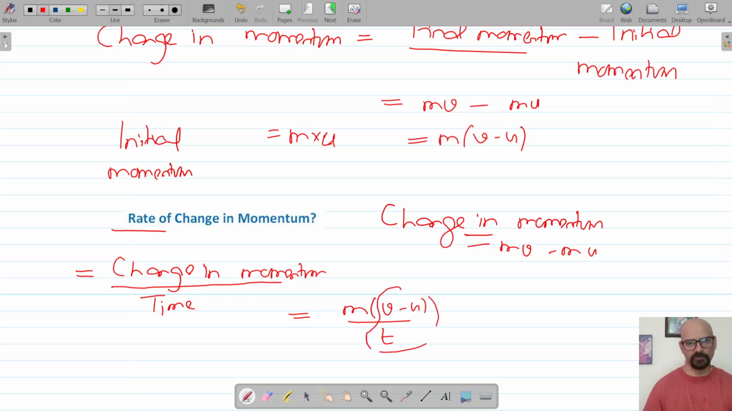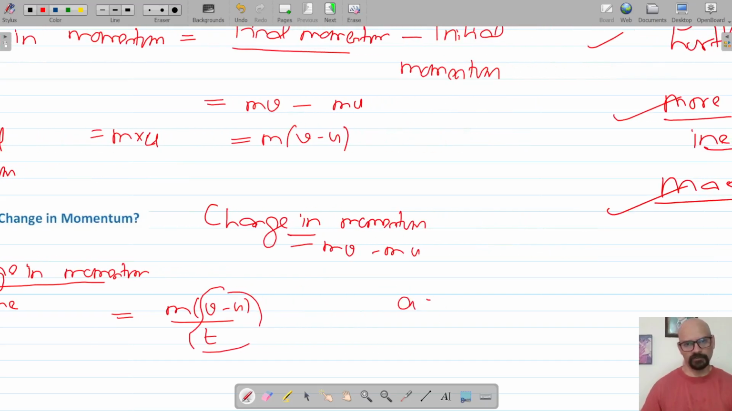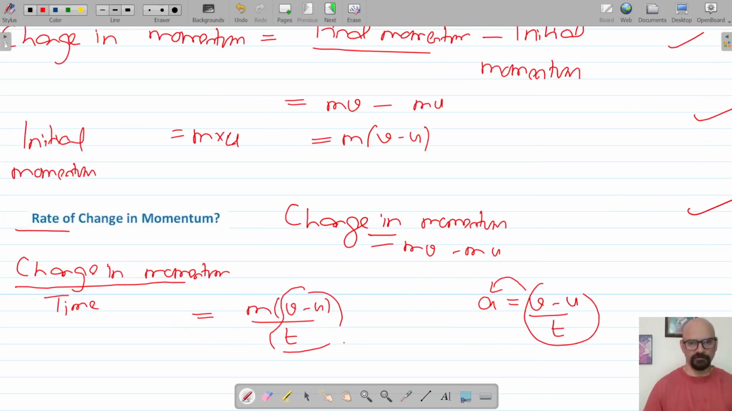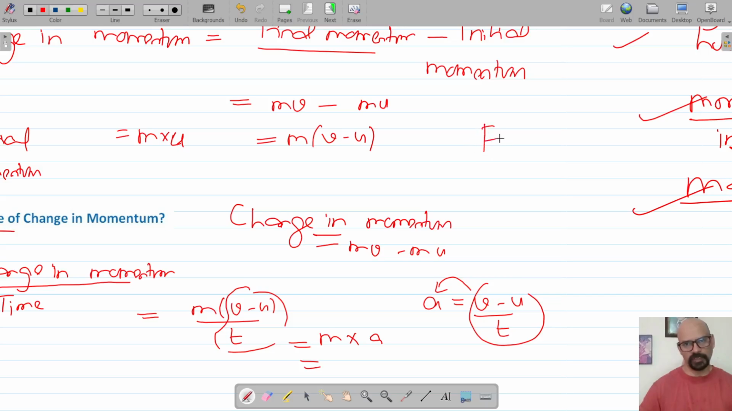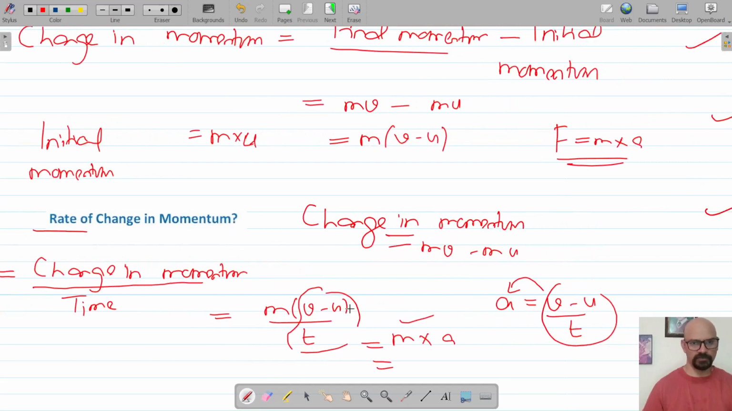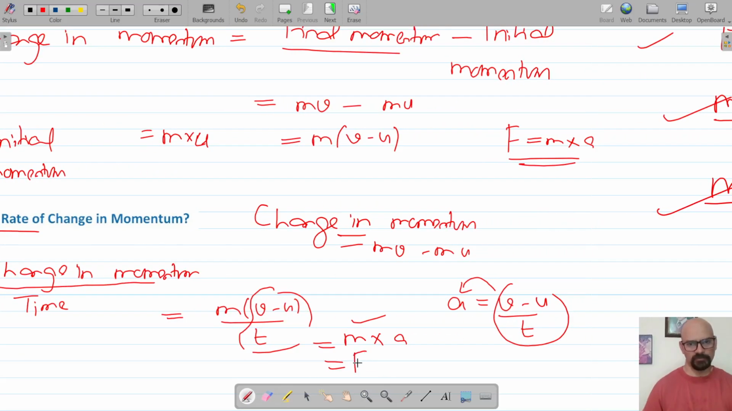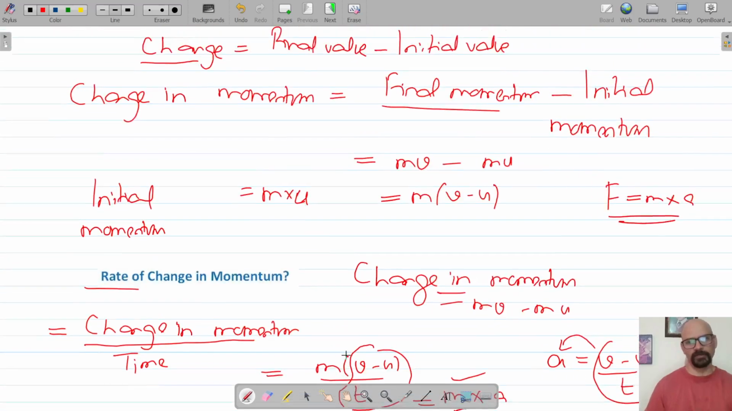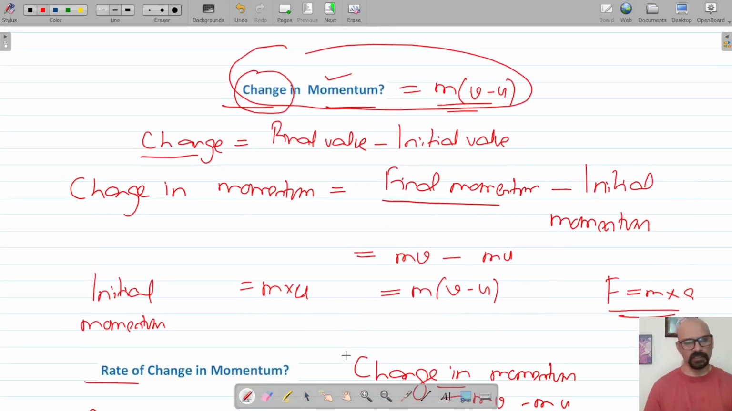So v minus u by t, we have already discussed in the motion chapter. It's change in velocity. Rate of change of velocity is acceleration. So instead of v minus u by t, we are going to replace it by a, and that gives m into a. We know that m into a is the force. We are going to discuss this later on. So for the time being, let's just keep that the rate of change of momentum is m into a, which would be equal to force. We will discuss this in the next video.